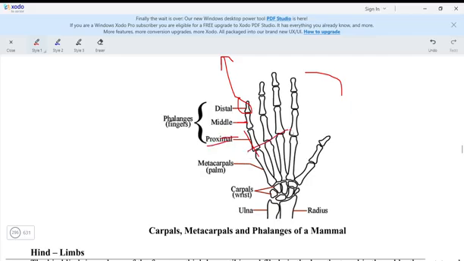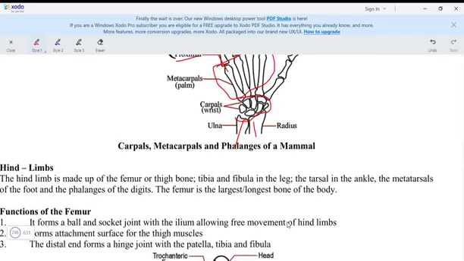But in our palm, that's where we have metacarpals. Then our wrists, that's where we have carpals. So this is the ulna, the long one, and the radius. They are working together.